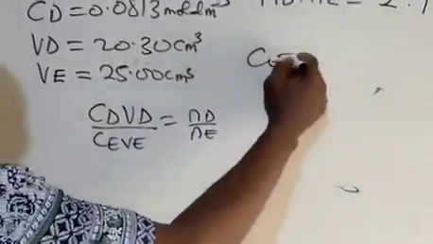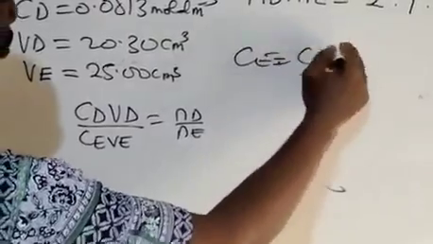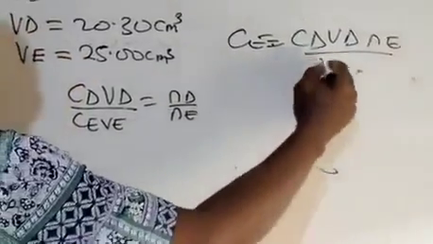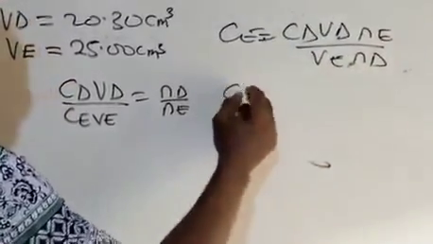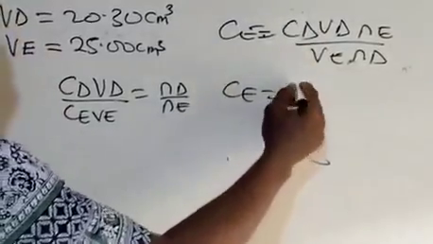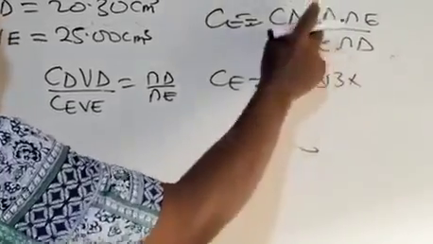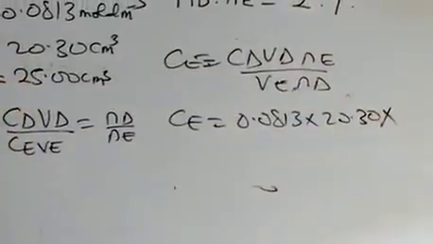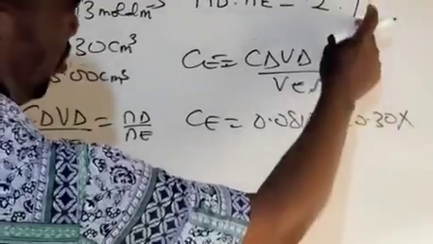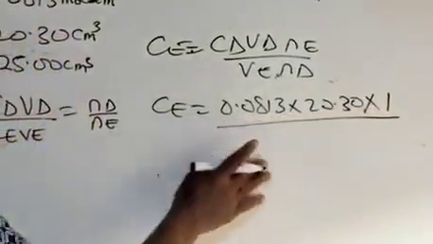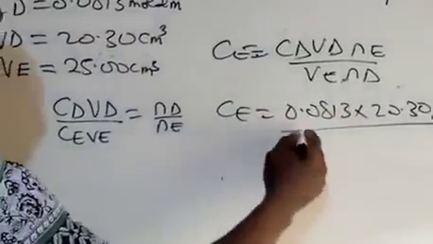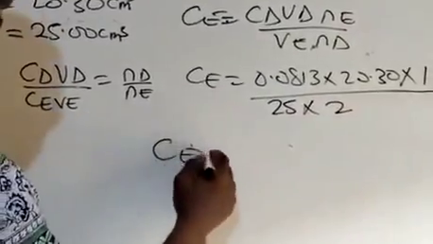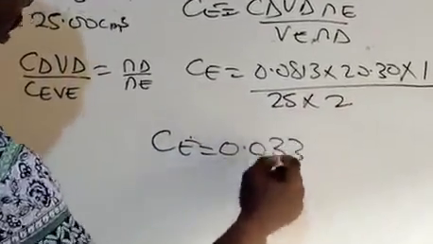CE becomes equal to CdVd times NE all over VE times ND. You make your substitution. The value of our CD is 0.0813. Our VD is 20.3, the endpoint of your table. Your NE, the mole ratio of the base, is 1. Our VE, the value of the pipette, is 25. Our ND is 2. So when we solve all this, we're going to get 0.033 as our answer.